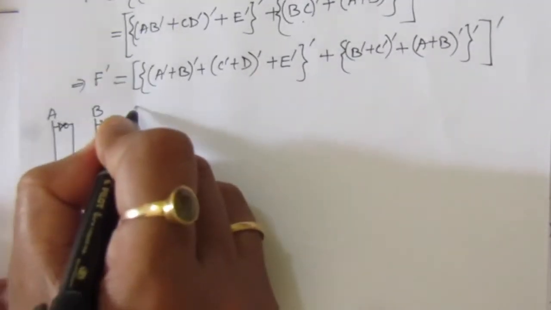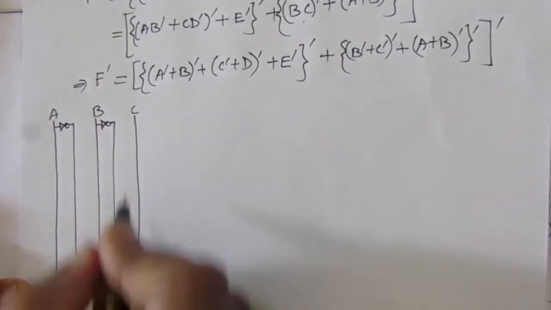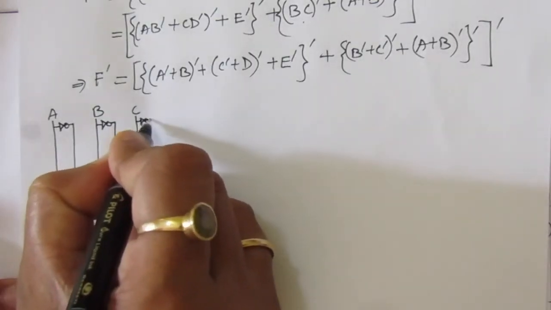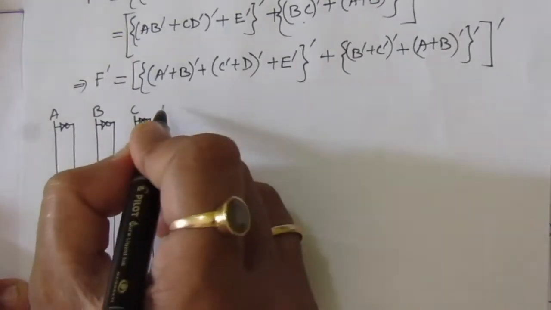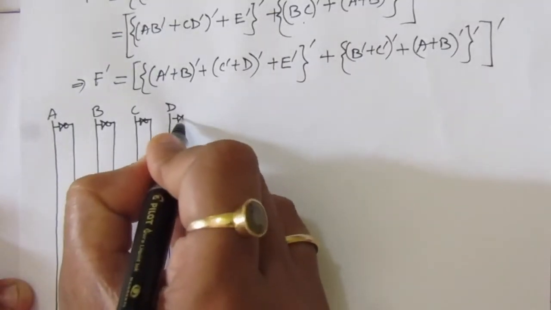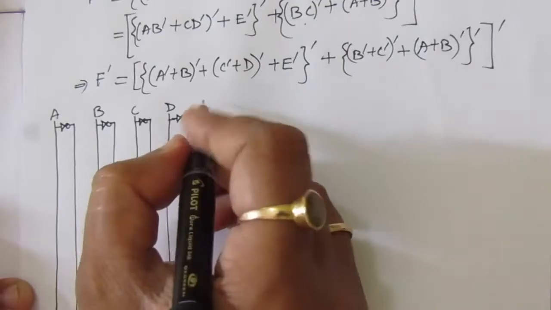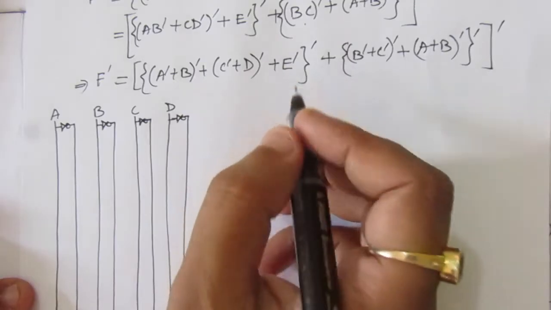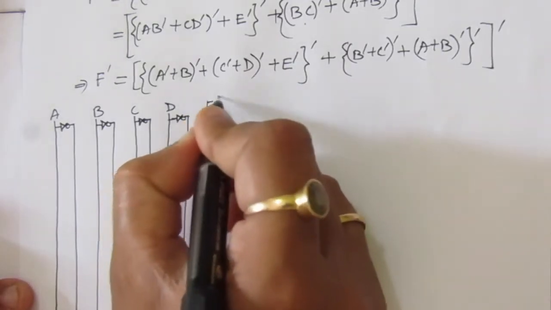Similarly C, and we then use an inverter and get C bar here. Then we have D, and we use an inverter here and get D bar here. Then we have E bar, so this is the E bar line.